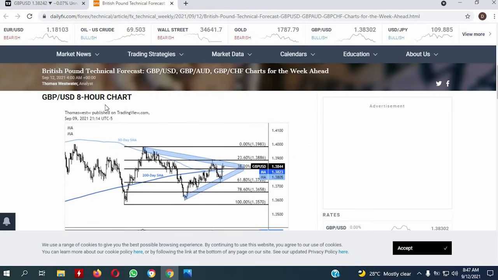Right, so this person is showing their analysis on the GBP/USD 8-hour chart. They are showing that a triangle pattern is forming. As I said before, persons use all available information in order to arrive at their final conclusion, in order to have a probable winning trade, right?